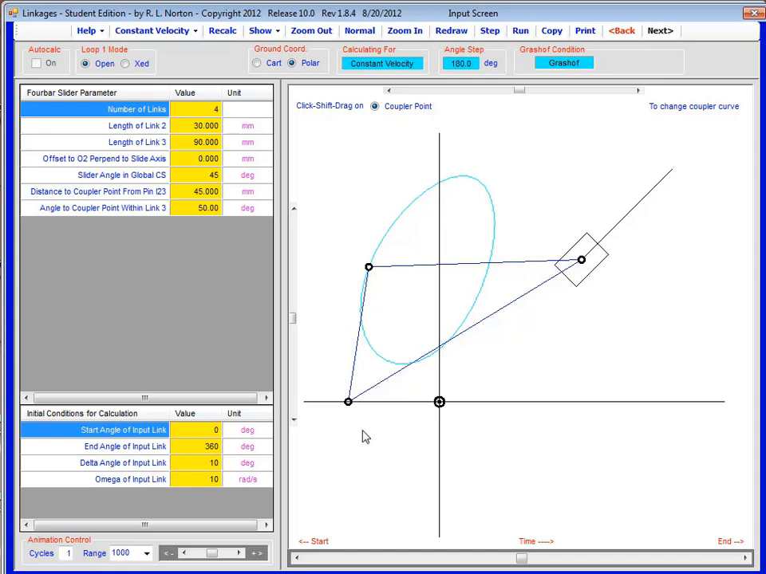So this gives you an idea of how to set this up and get the plot, and then you want to do the calculations using the method of instantaneous centers and compare your results to the plots that you got at the particular angle of the crank.